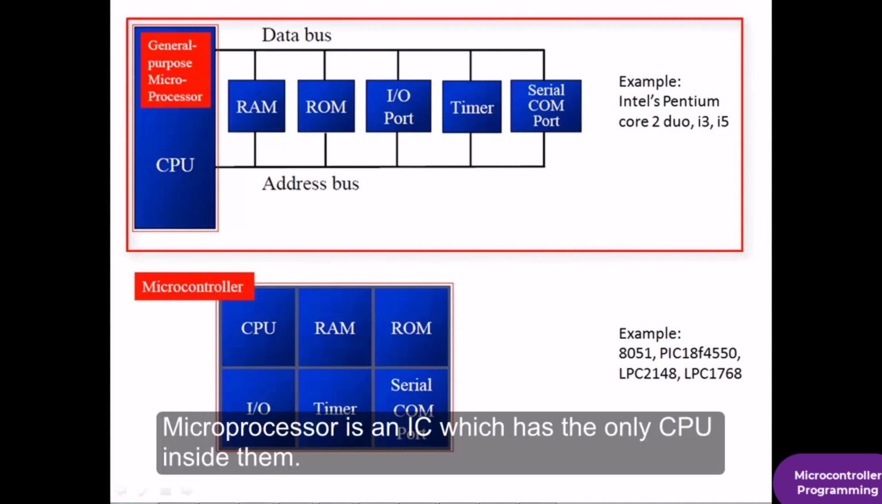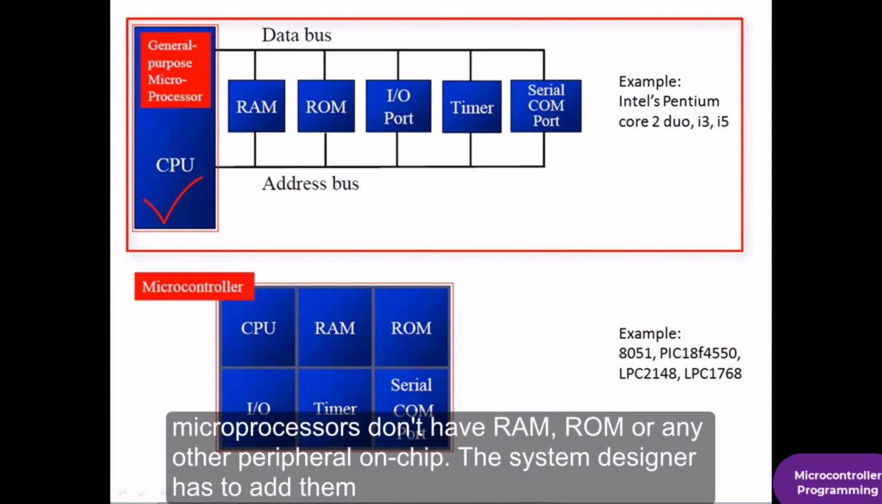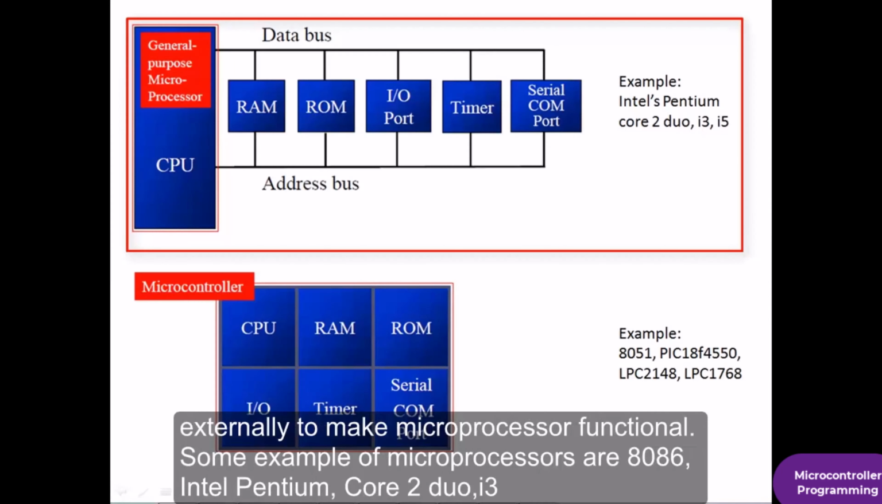Microprocessor is an IC which has only CPU inside them. Microprocessors don't have RAM, ROM or any other peripheral on chip. The system designer has to add them externally to make microprocessor functional.